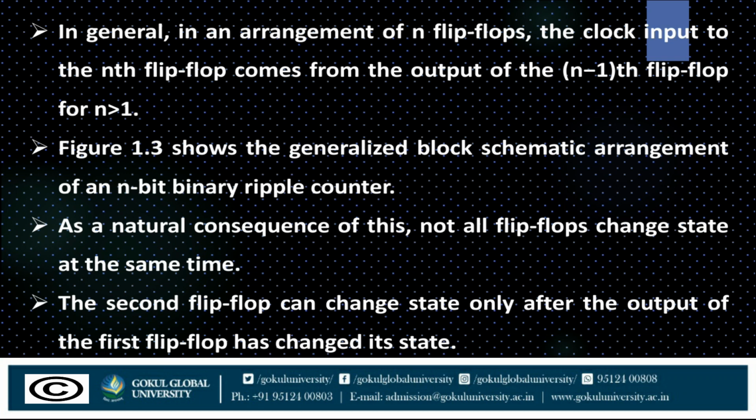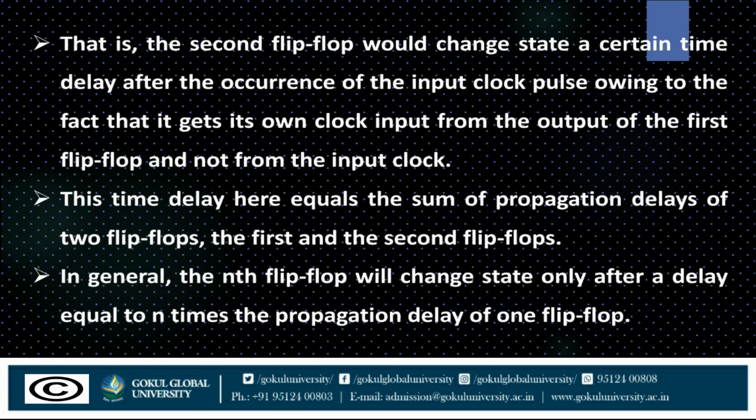As a natural consequence of this, not all flip-flops change state at the same time. The second flip-flop can change state only after the output of the first flip-flop has changed its state. That is, the second flip-flop would change state a certain time delay after the occurrence of the input clock pulse, owing to the fact that it gets its own clock input from the output of the first flip-flop and not from the input clock. This time delay is equal to the sum of the propagation delays of the first and second flip-flops. In general, the nth flip-flop will change state only after a delay equal to n times the propagation delay of one flip-flop.